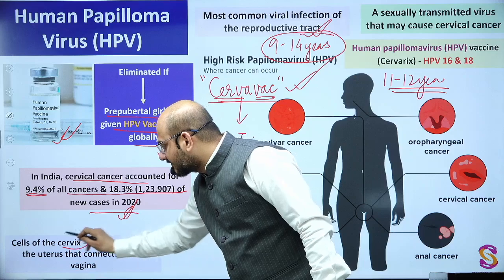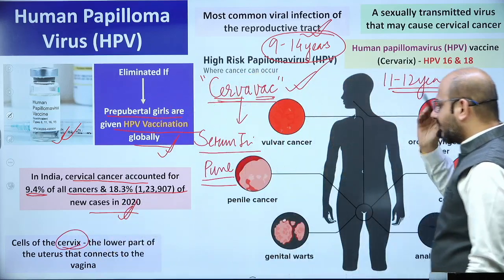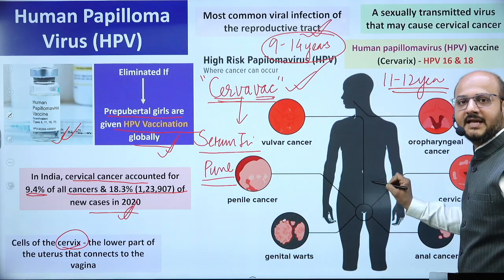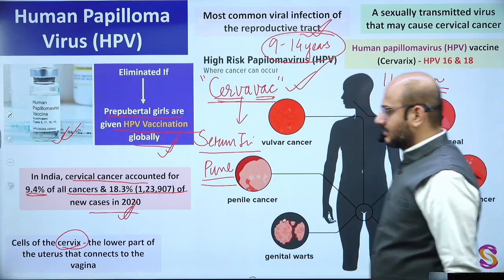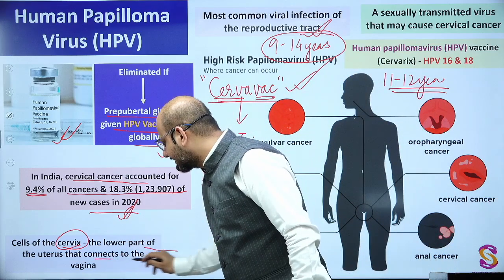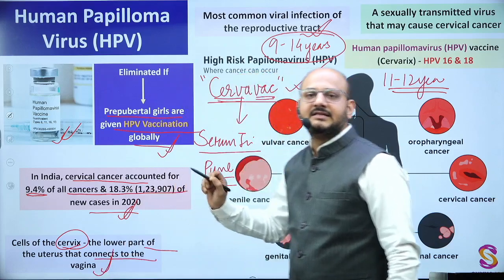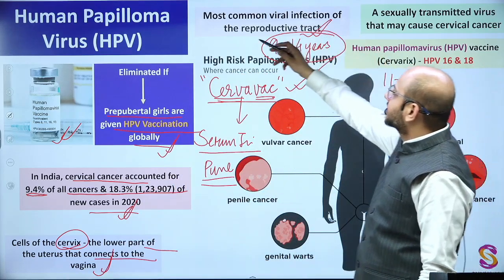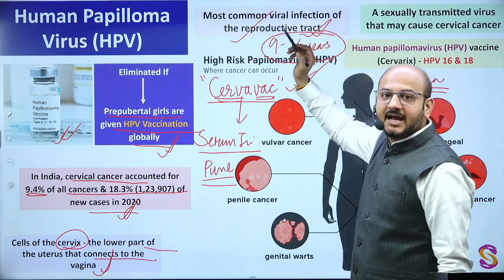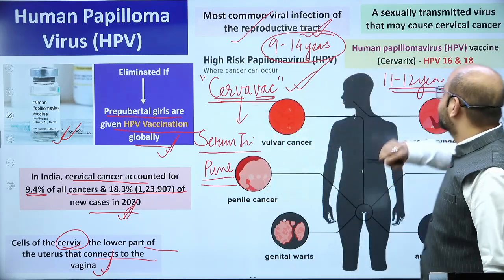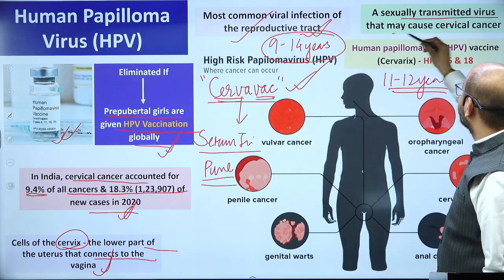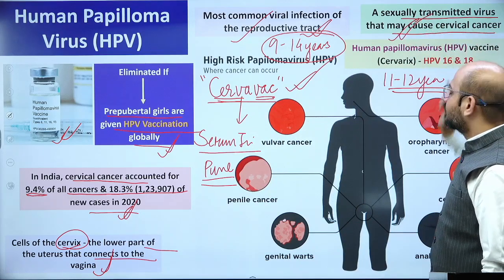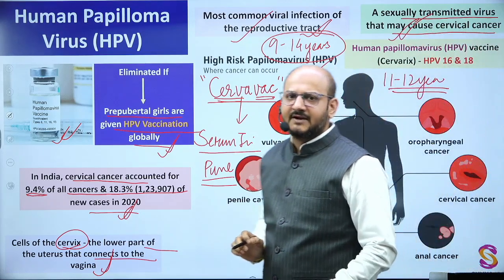The cervix is the opening of the uterus, particularly the lower part of the uterus that connects to the vagina. There these cells grow and human papilloma virus acts. It is the most common viral infection of the reproductive tract, and a sexually transmitted virus that may cause cervical cancer. Human papilloma virus. You can remember that for the examination.